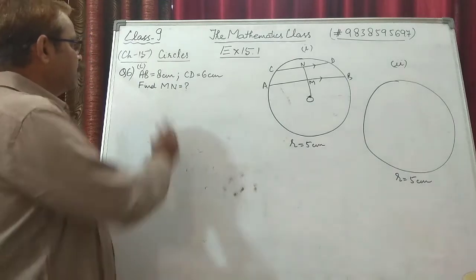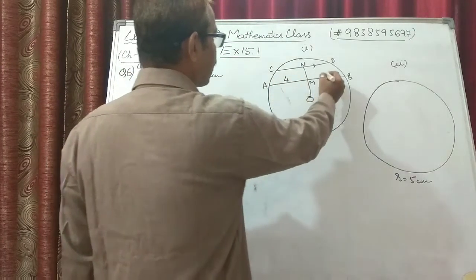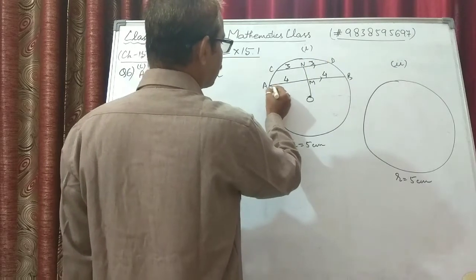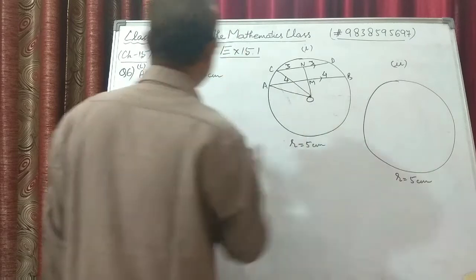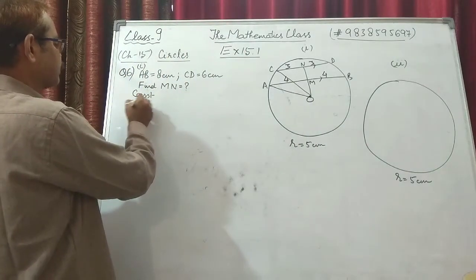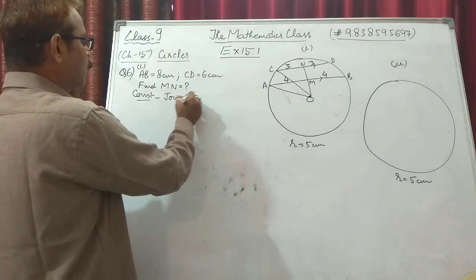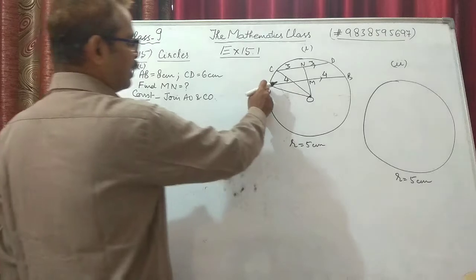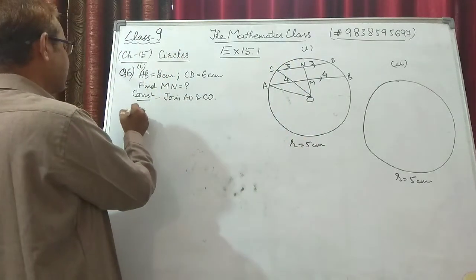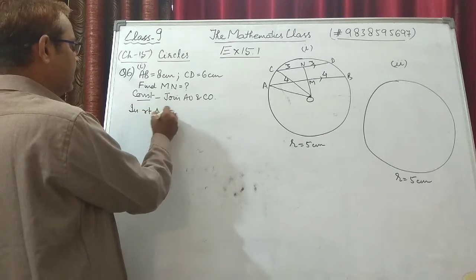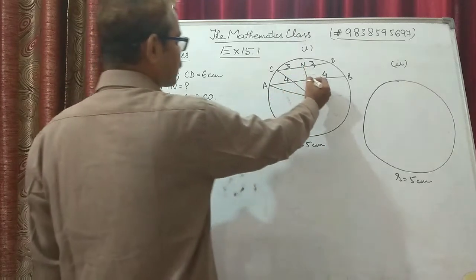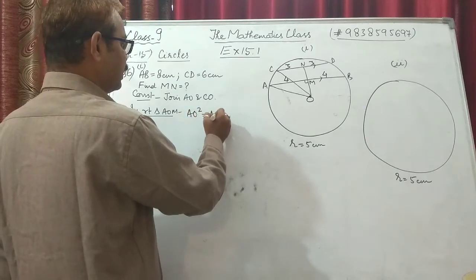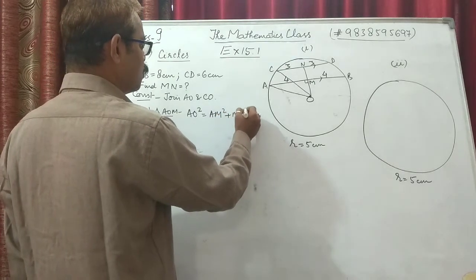Now how to find out? We know AB is 8, so this AM will be 4 and MB will be 4. CD is 6, so CN will be 3 and this will be 3. Now we join OA and we join CO. What we have done? Our construction part was join AO and CO. Now AO is joined and CO is joined. First we will take triangle AOM, then we will take triangle CON. So in right triangle AOM, you can make out this angle is 90, so this side will be hypotenuse. So we can say AO square is equal to AM square plus MO square.